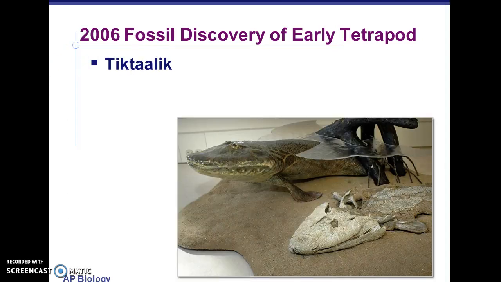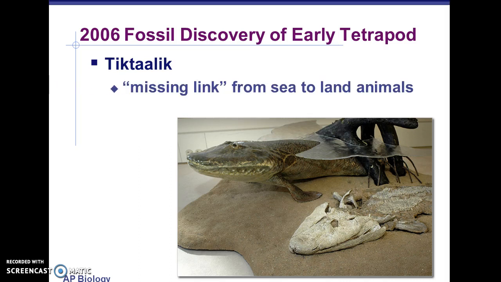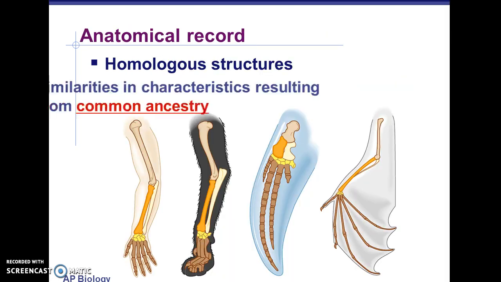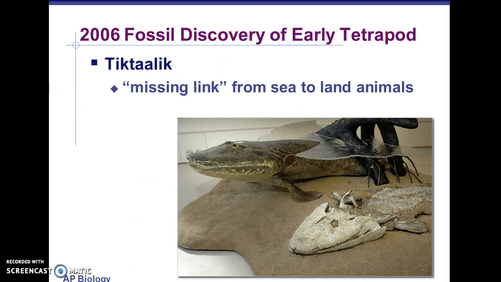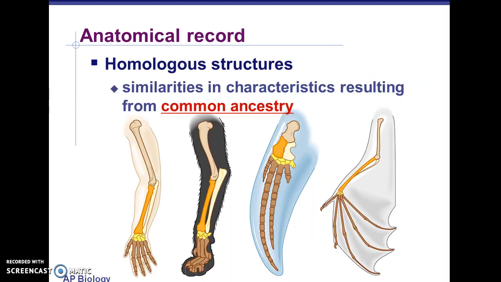In 2006, we had a fossil discovery of an early tetrapod. It was called Tiktaalik. It was considered the missing link from sea to land animals, and it was a really big deal. So again, fossil record. I'm going to have you guys probably watch a show on this. Okay, so we're looking at the anatomical record.